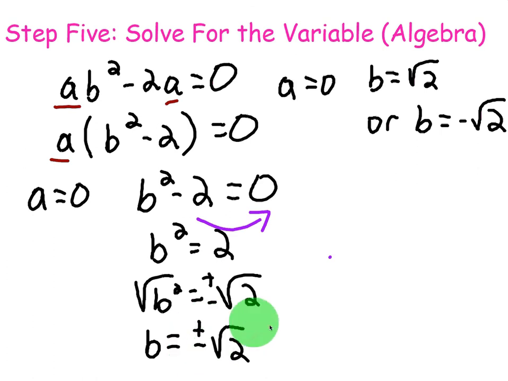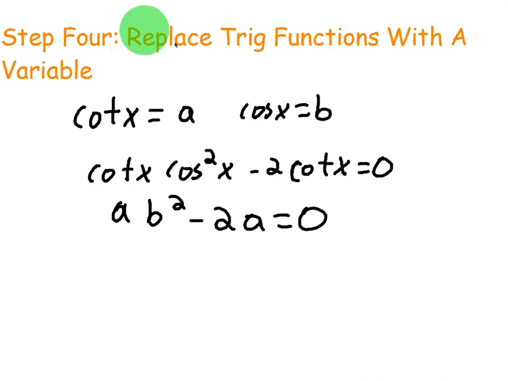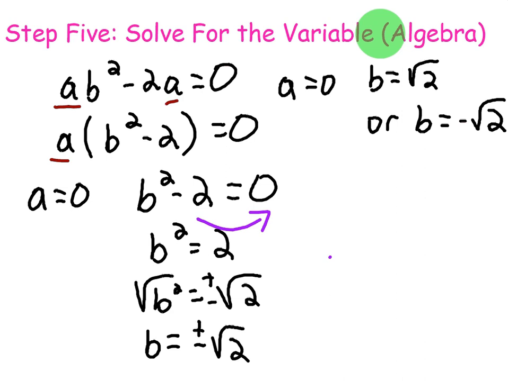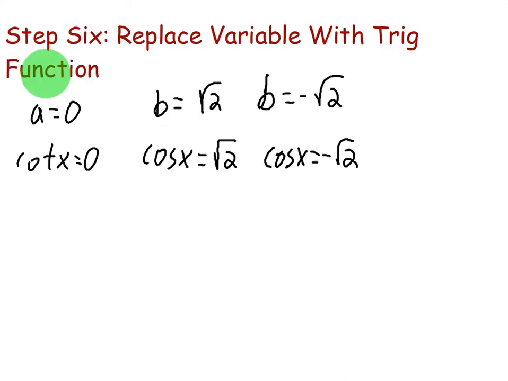And then so you get b is equal to square root of 2, or b is equal to negative square root of 2, and a is equal to 0. So again, step 5 is to solve for that variable that you replaced in step 4, replacing those trig functions with a variable, just to make it a little bit simpler instead of looking at a bunch of these trig functions. Plus, you can do the algebra much quicker. Okay, you don't have to do that step, but I think it makes it look easier.